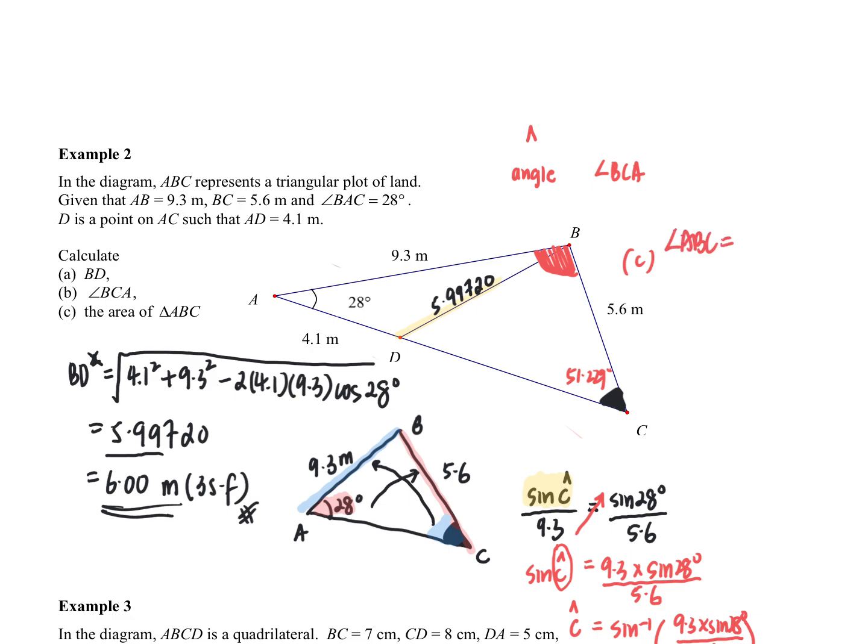So it's not always the case that everything is given to you. Some of it is hidden. You got to find it first. So 180 minus your 28 minus your 51.229. You should get something like this.